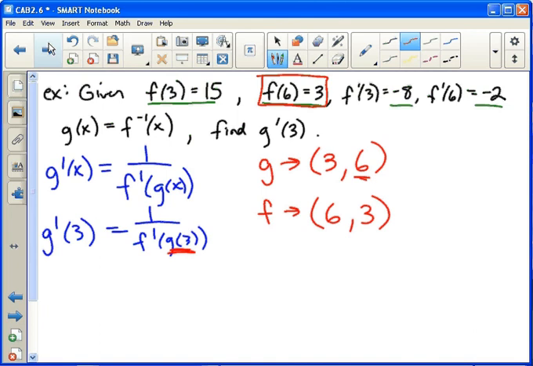Okay, so now we need to know f prime of 6. Well, previously we would have just taken the derivative and plugged in 6, but we don't have an equation. Again, if you look back at what information was given to you, we know what f prime of 6 is. It's negative 2. So we just plug in negative 2 there, and we have our answer, which is negative 1/2.